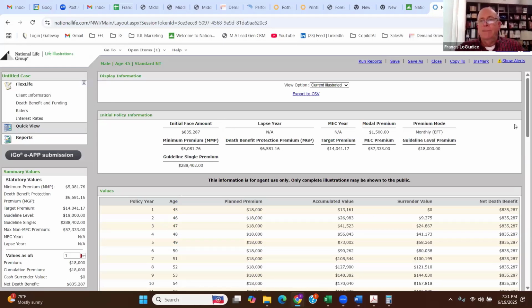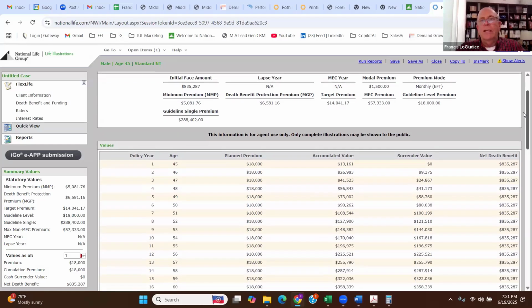All right. It is max funded. Okay. So there's two things, not to get in the weeds or anything, but you have your MEC premium here, your target premium, and your guideline single premium. So to max fund this, the most you can put into this is $288,402 in like the first 5 years.